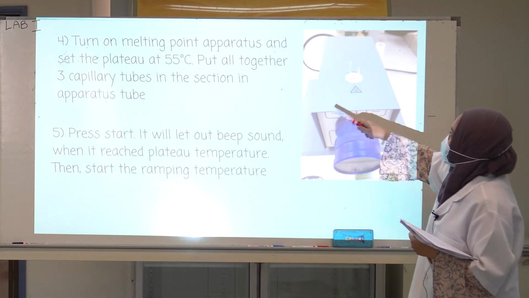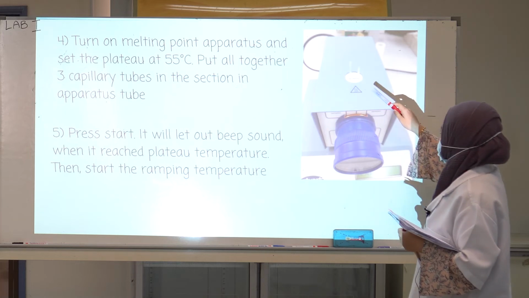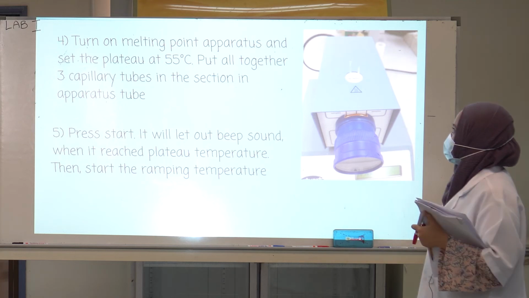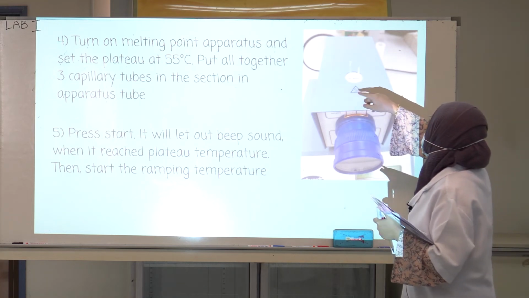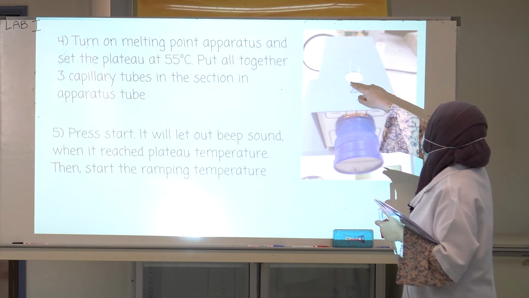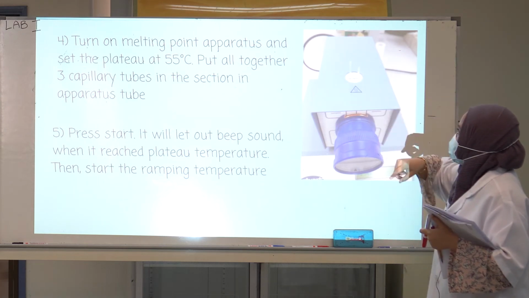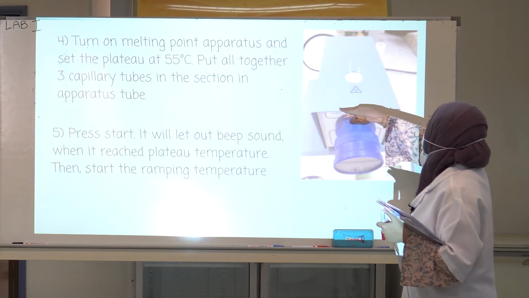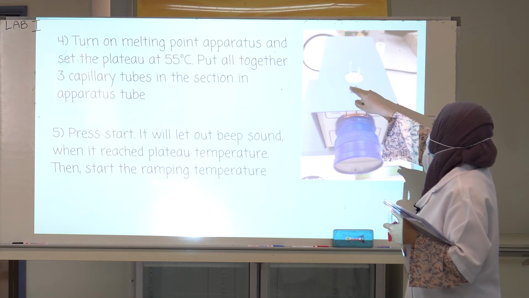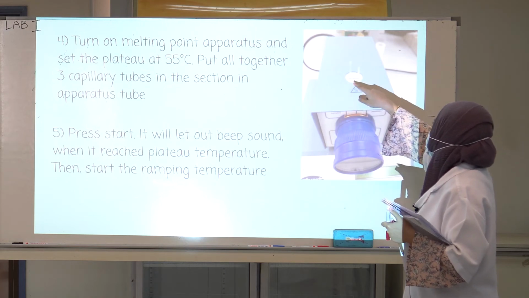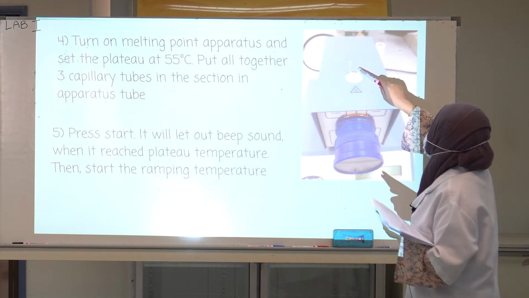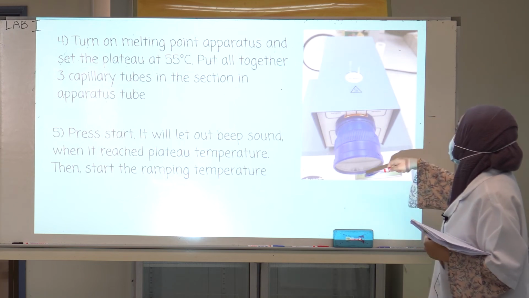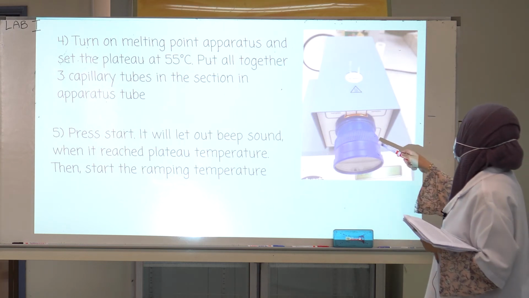So after we prepare the capillary tubes with the sample, we put the three capillary tubes in the tube of the melting point apparatus like this, and make sure you remember what is what. For example, this one is acid, this is base, and this one is a mix of acid and base. And then turn on the melting point apparatus and set the plateau at 55 degrees Celsius.